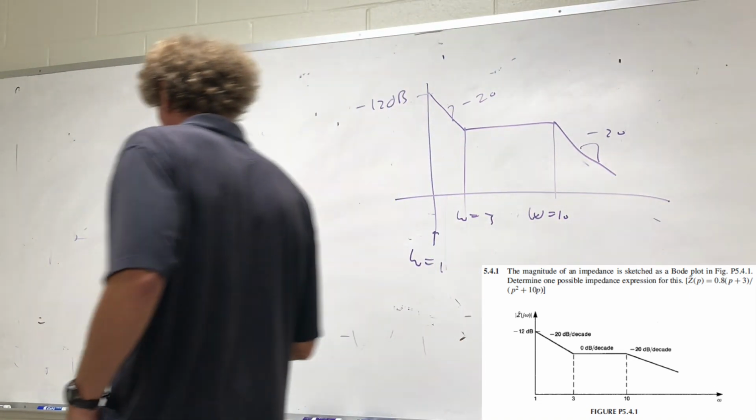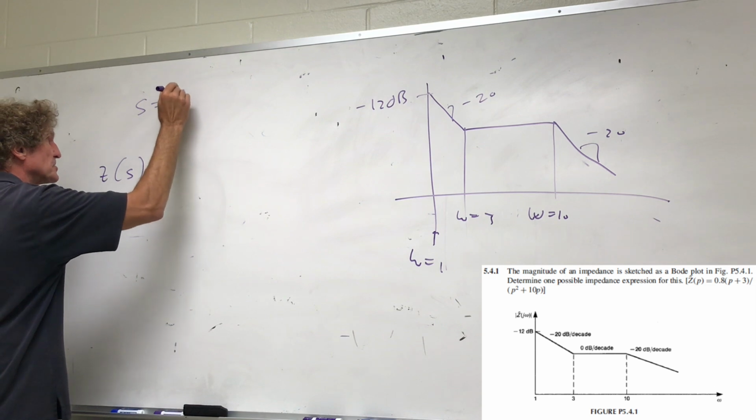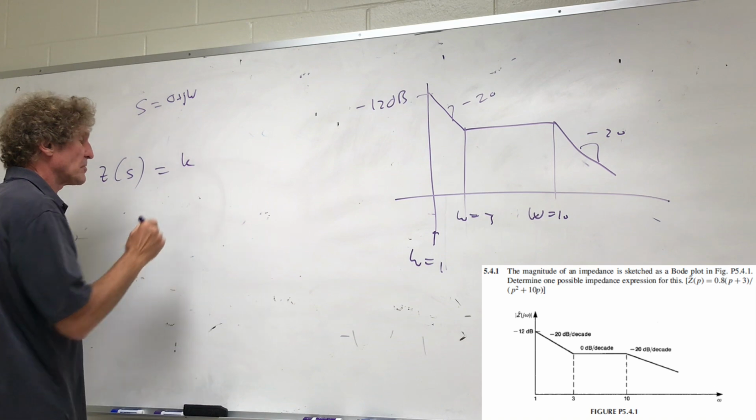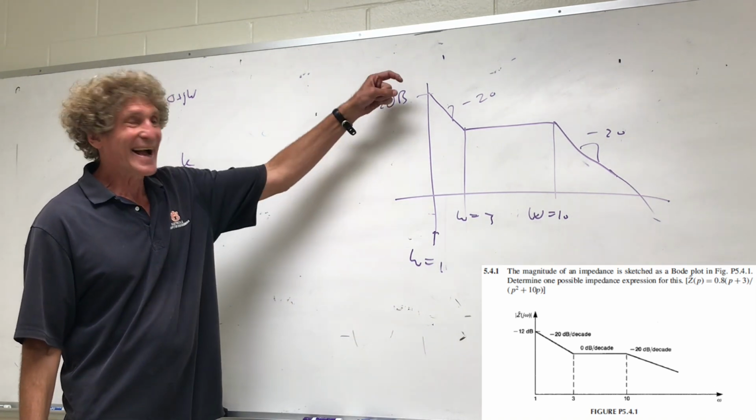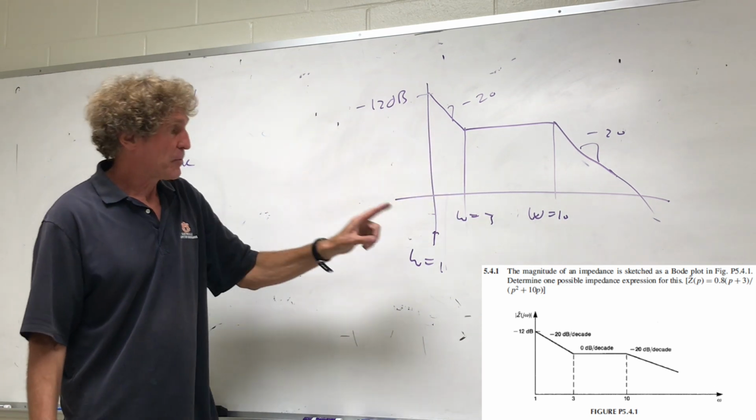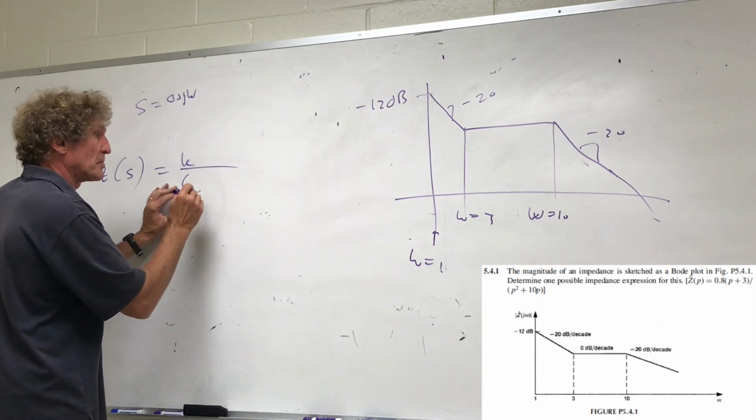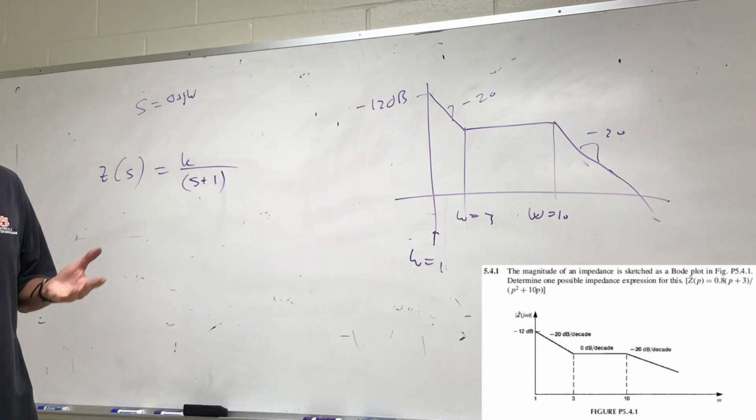So I'm going to say Z of S. And remember, S is equal to sigma plus J omega. We'll make sigma 0. You always start with the constant K. You don't know what that K is. We can get it. Anytime it starts going down at 20 dB per decade, that is a pole. And that pole is at F1. So it's going to be this divided by the pole, so it's going to be S plus 1, because S and omega have the same magnitude.